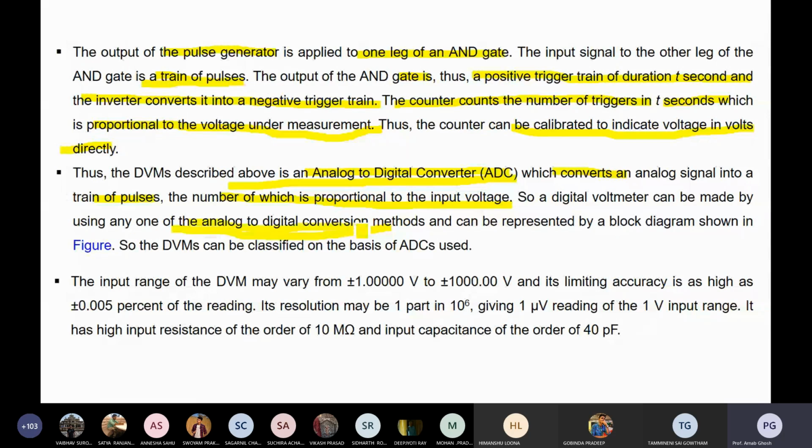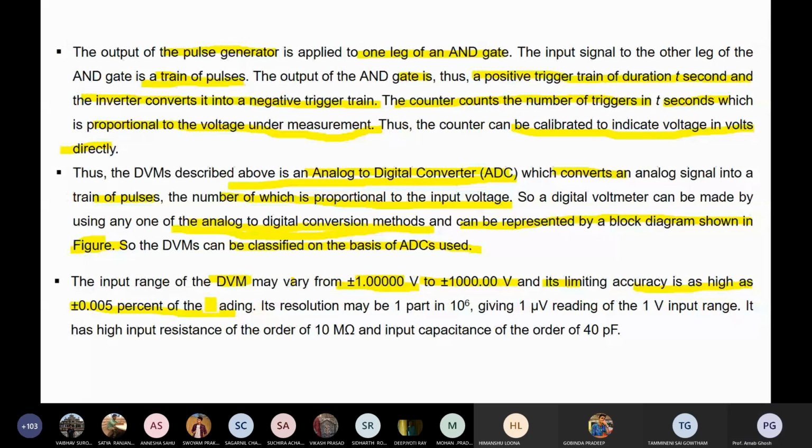So how much range is there in a DVM, a digital multi-voltmeter? Its range may vary from plus minus 1 volt to plus minus 1000 volt. Its limiting accuracy is as high as 0.005% of the reading. Limiting the accuracy means the error is very less, approximately 0.5%.